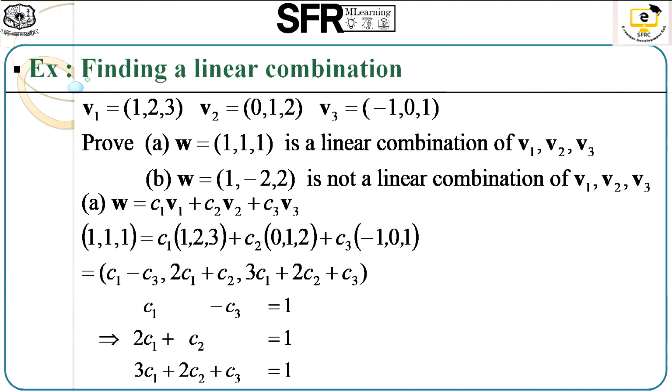Some examples. Finding a linear combination. Here the values of v1, v2, v3 are given. We have to prove that w, in the first case, is a linear combination of v1, v2, v3, and in the second case is not a linear combination of v1, v2, v3. First we take w equal to c1 v1 plus c2 v2 plus c3 v3. So here we substitute the values of w, v1, v2 and v3. So we get (1, 1, 1) equal to c1 into (1, 2, 3) plus c2 into (0, 1, 2) plus c3 into (-1, 0, 1).